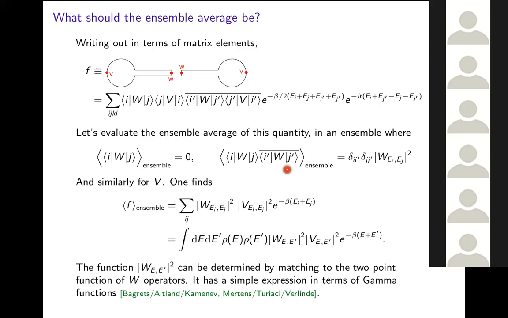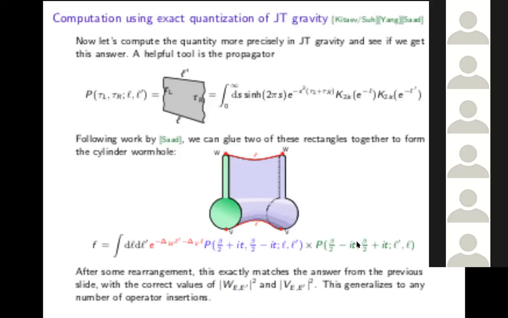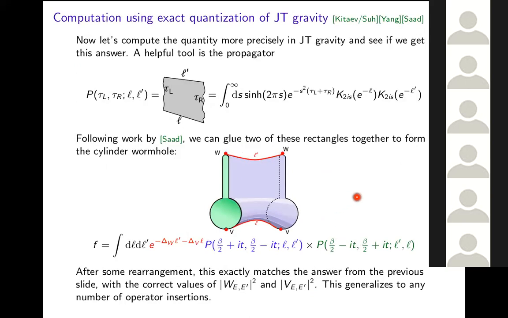So the matrix elements are complicated. These operators are complicated matrices, but we make an ensemble where we have a simple formula just for the variance of the matrix element. And we can determine that variance by matching the 2-point function, and then we make a prediction for this quantity F. Okay, the prediction looks like that. And you get exactly that answer from the exact calculation in JT gravity.